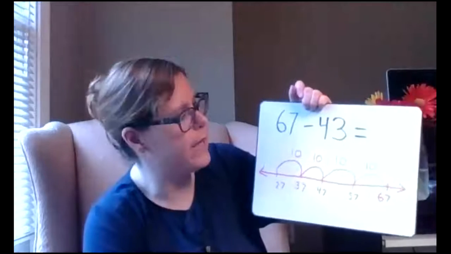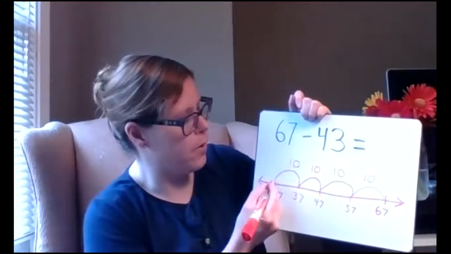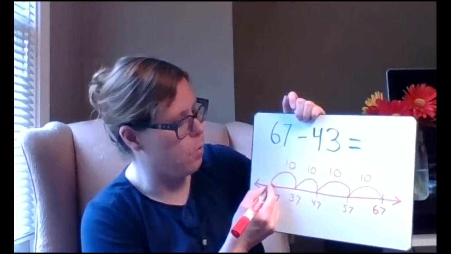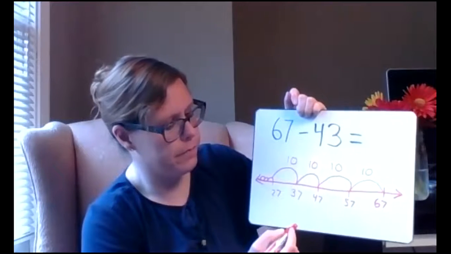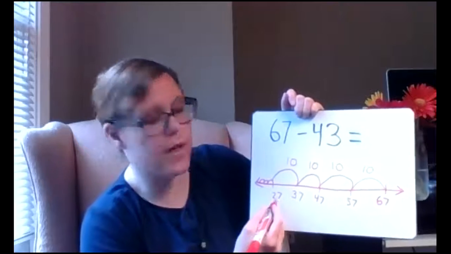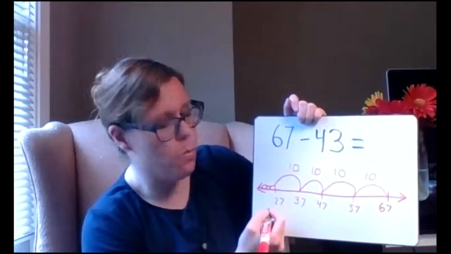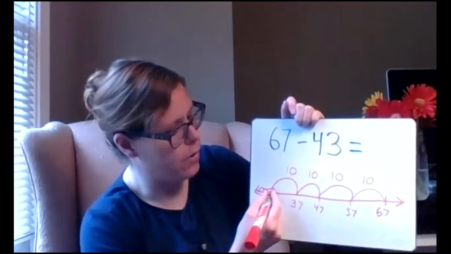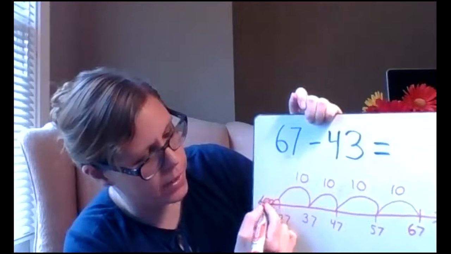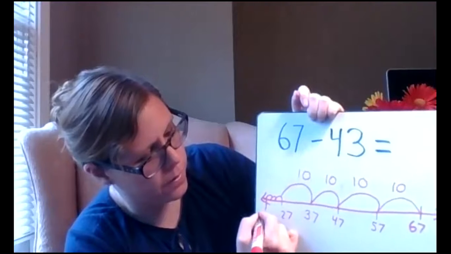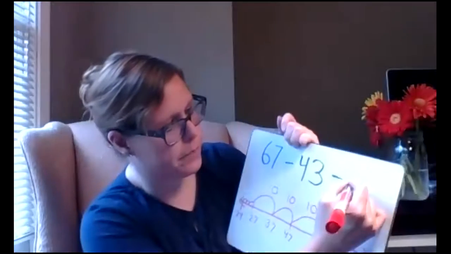So now we have to take a look at our ones place. And it looks like we have 3 ones here. So we're just going to do 3 small jumps of 1 back. 1, 2, 3. So now let's see. We're going to start at 27 and we're going to count back 3 ones. Ready? Count with me. 26, 25, 24. So our answer is 24.